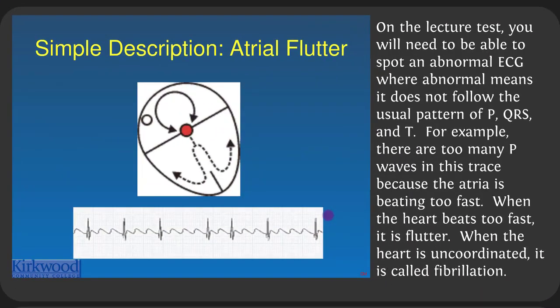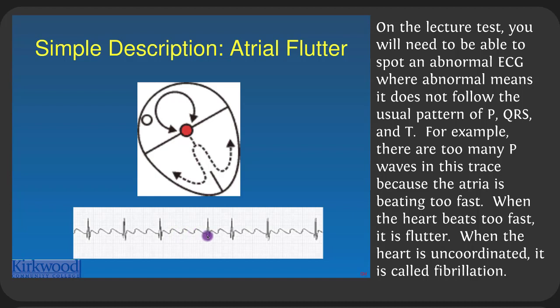I'm going to flip back to lecture, and I'll talk about this in lab too. An expectation in lecture is that you can spot an abnormal EKG. So on the lecture test, you'll need to be able to spot an abnormal EKG, where abnormal means it does not follow the usual pattern of P, QRS, and T. So for example, there are way too many P waves in this trace. I see a P wave, QRS, T, maybe that's a T, maybe this is the T, but even if this is the T, I see 2 P waves.